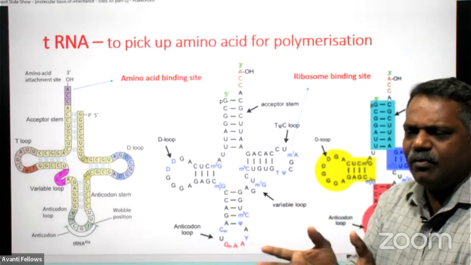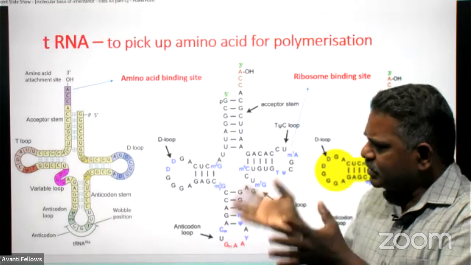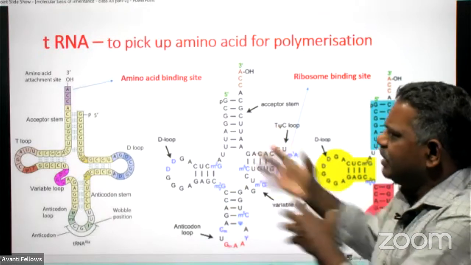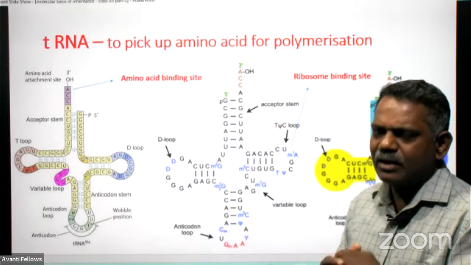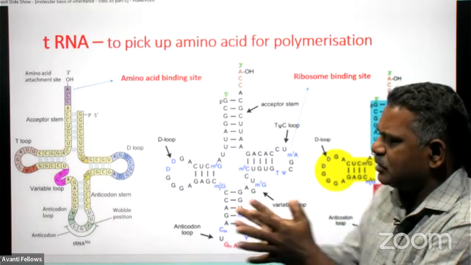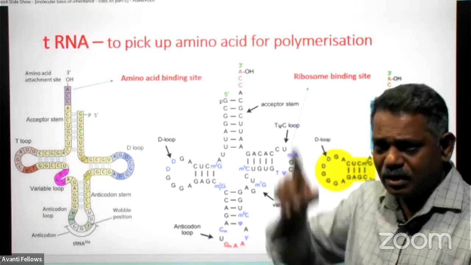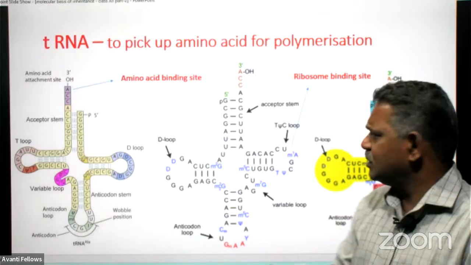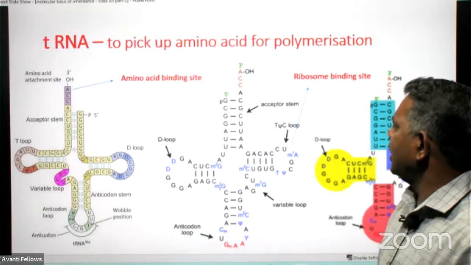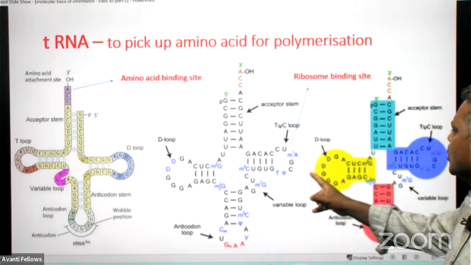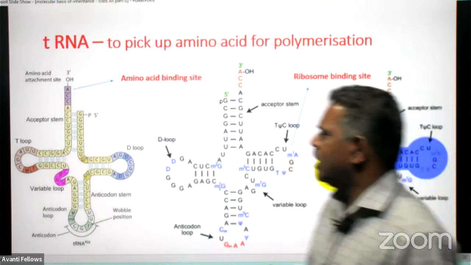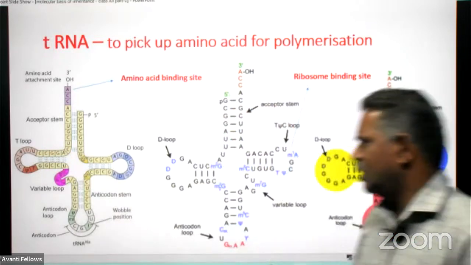Because at the time of translation, the tRNA carries the amino acid to the site of protein synthesis and attaches to the ribosome, particularly at the receiving site. It attaches with this loop, and we call it the ribosome binding site, in the T loop only.